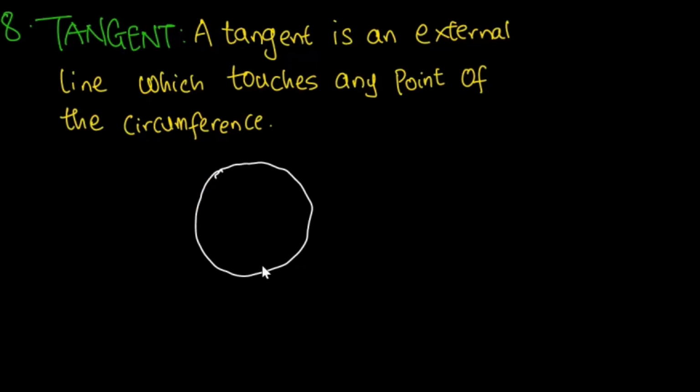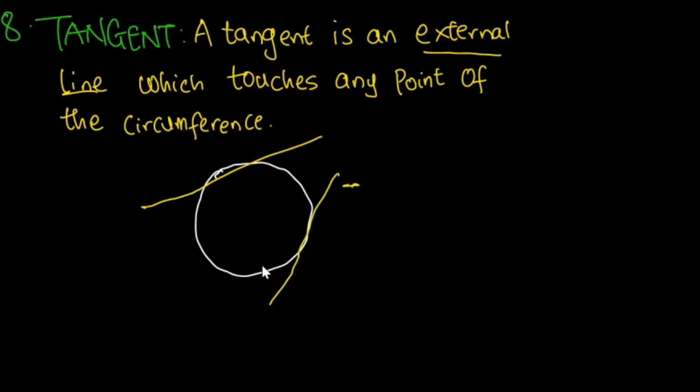So our last property of a circle, or a basic term of a circle, is called a tangent. And what's a tangent? A tangent is an external line. External means outside. It's a line found outside that touches any point of the circumference. So a line like this that is found outside, or better still, something that goes like this.